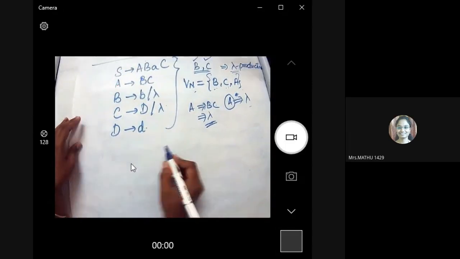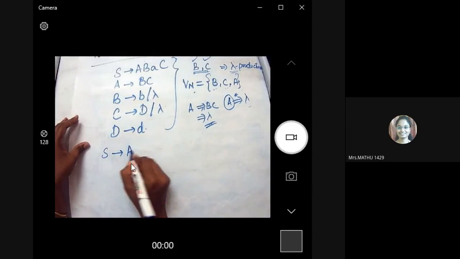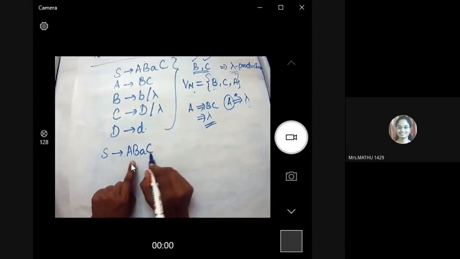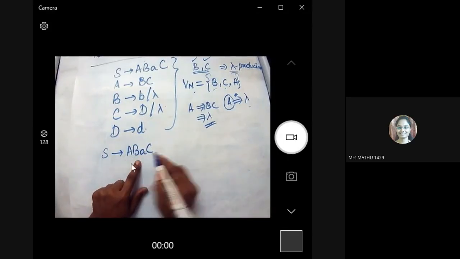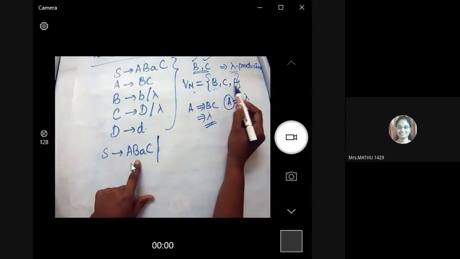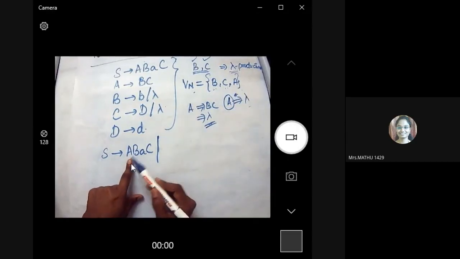For example, in the first production we have S gives ABAC. This is the original production. You don't change this, you write it as it is. Now A, B, and C, all three variables, are nullable variables. So what we are going to do is apply lambda to these variables in different possibilities.